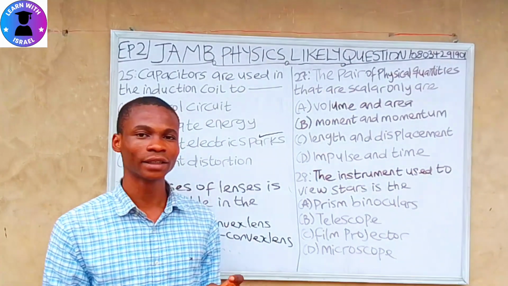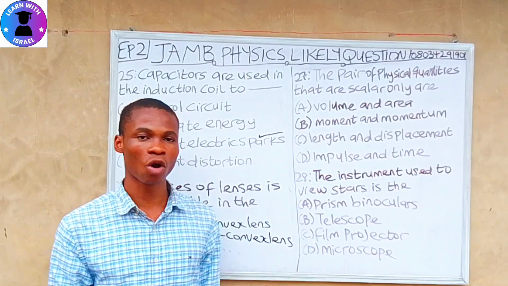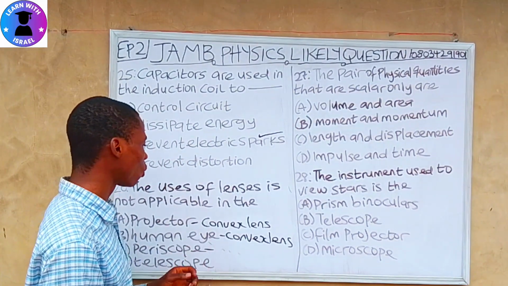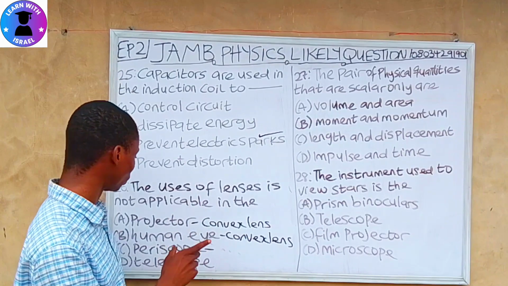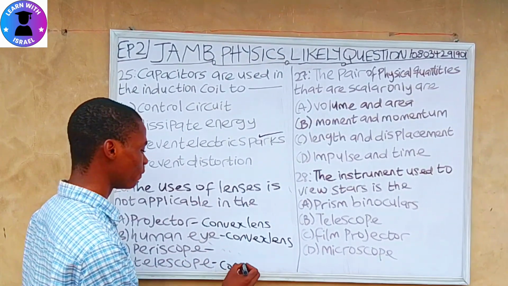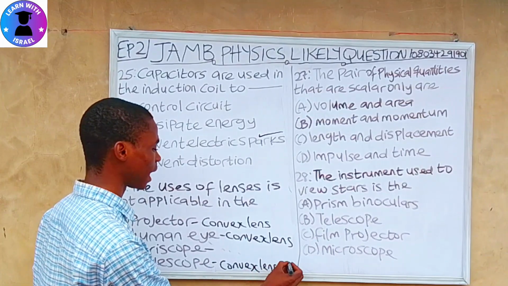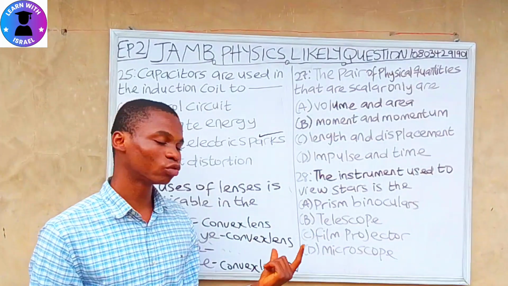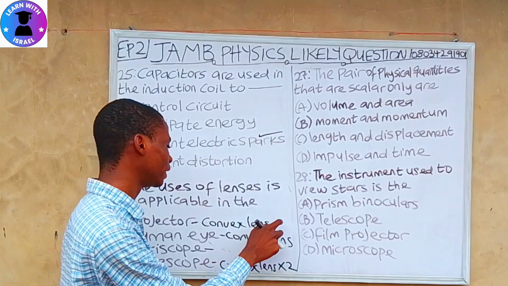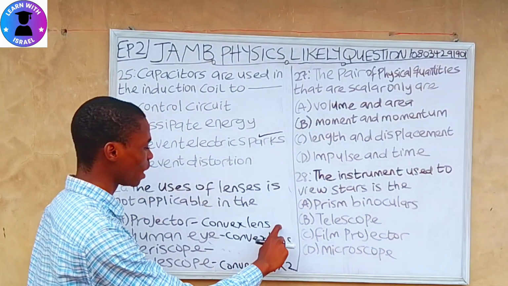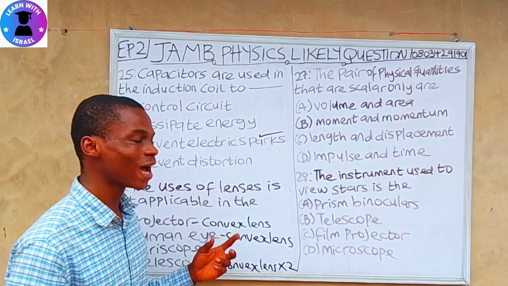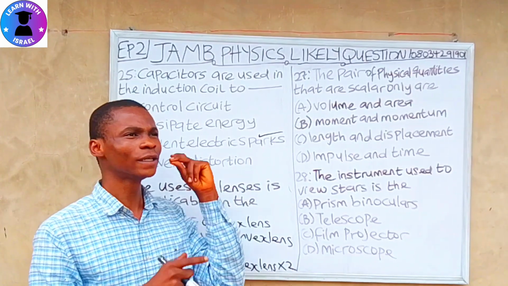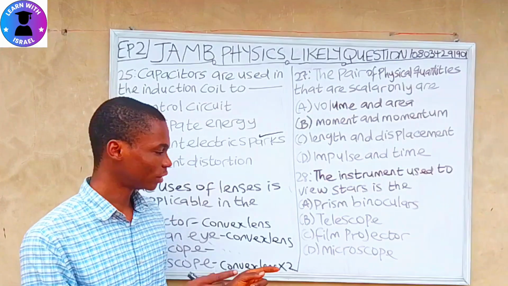Periscope is used to focus or transmit images. It helps in transmitting image. And for telescope, the use of lenses is also applicable, and it is convex lens, times 2. The telescope needs two convex lenses, while for the projector and the human eye we use maybe one, but for the telescope we have to double, because telescope is used for viewing far images like stars, so it has to double.